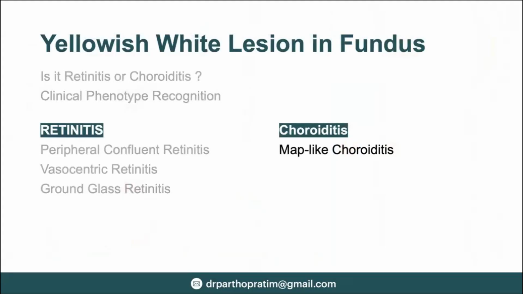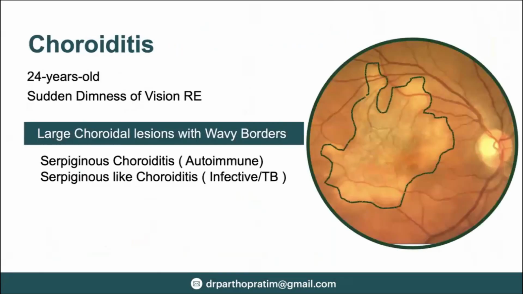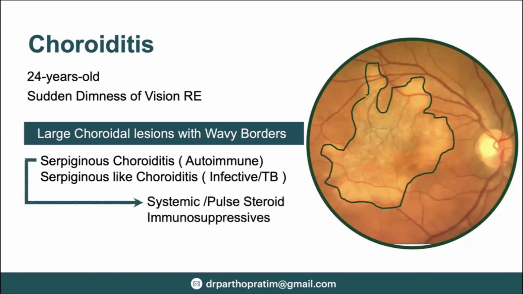Now, coming to choroiditis, the most common choroiditis we encounter is map-like choroiditis. You can see here, this is a 24-year-old who presented with sudden diminution of vision in the right eye, and you can see large choroidal lesions with a wavy border. This is called serpiginous choroiditis if it is autoimmune. If it is of infective etiology, for example tuberculosis, then we call it serpiginous-like choroiditis.